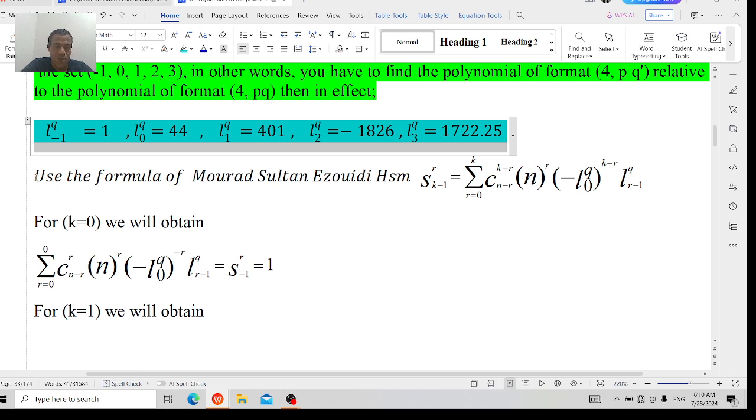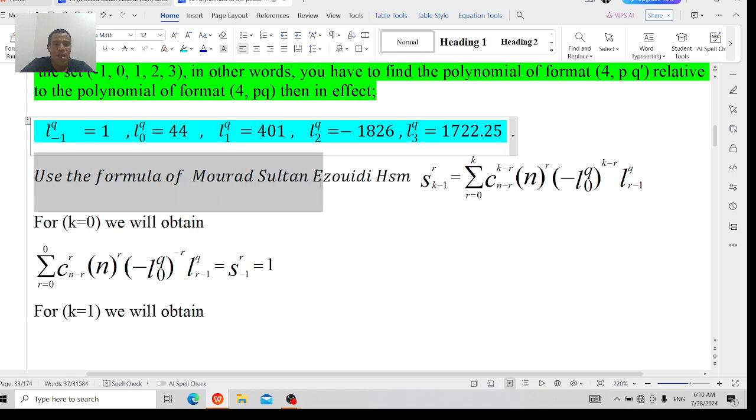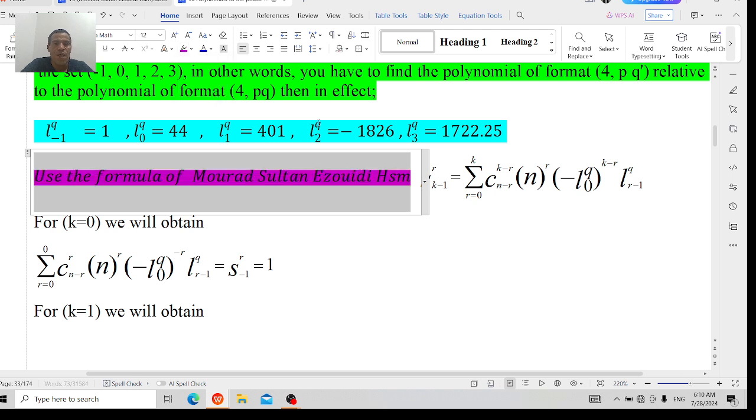You are going to use, of course, learners, the discriminant formula of Mourad Sultan Ezouidi. It is written in front of you. This is the formula, learners. It's very important. You can't solve any polynomial without this one.